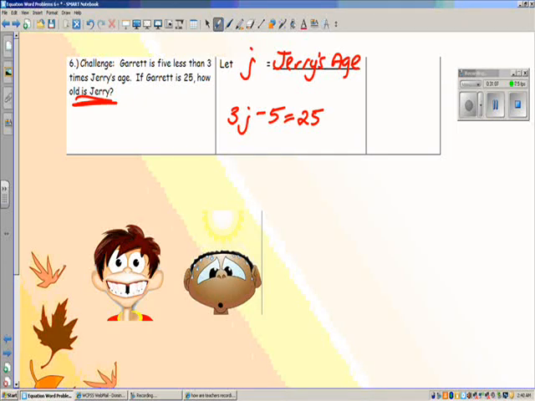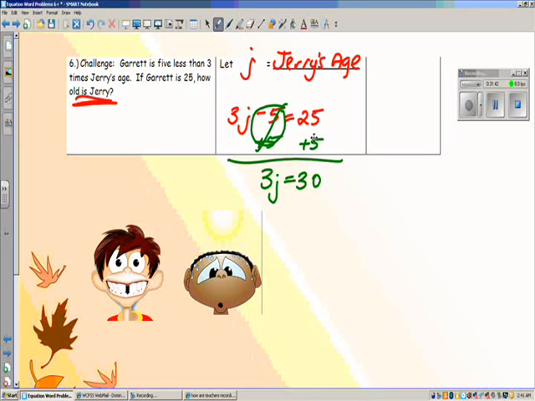Okay, let's talk about solving this again. We want to get rid of the 3 and the 5. Which one should we get rid of first? The 5. If that's 3J minus 5, inverse operation, we'll add 5 to both sides. Okay. These two will cancel out. So I'm left with 3J on the left-hand side and 30 on the right-hand side. That's 3J equals 30. That's our new equation.